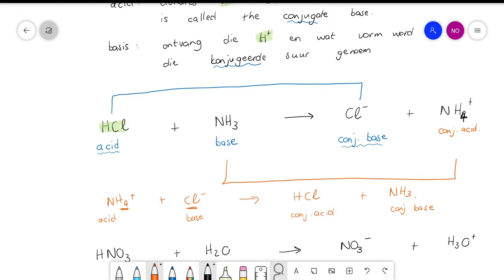So eintlik wat ons maar net sê is hierdie proses het aan albei kante 'n suur en 'n basis, and you have to know which one is the acid and the base on each side. But we go further and we say the one base is formed from the other acid and the one acid is formed from the other base. So dis hoekom ons praat van gekonjugeerd. Dit beteken hulle is getroud met mekaar basies. Okay.